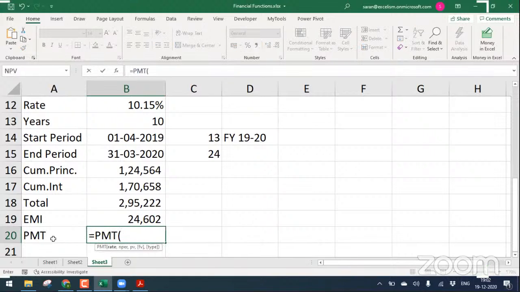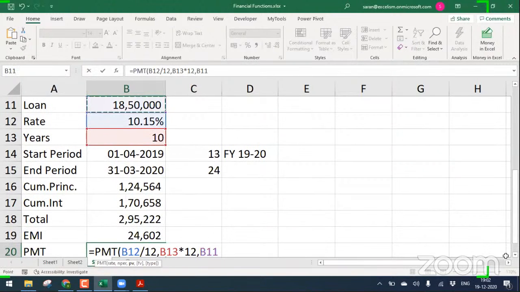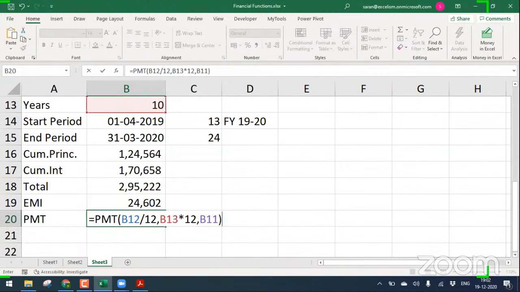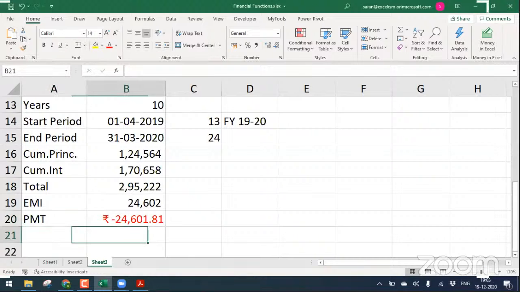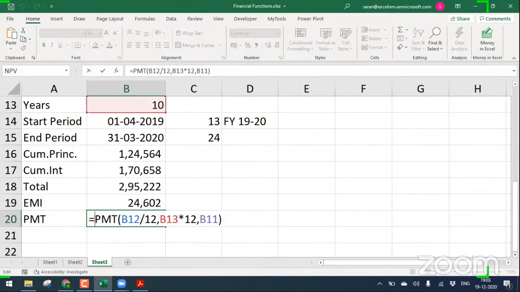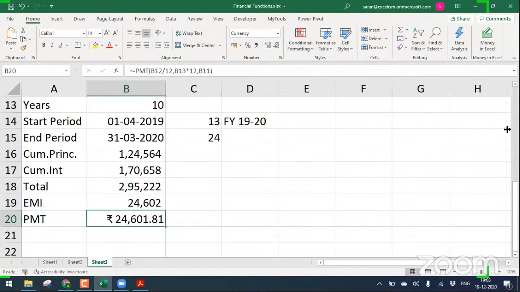So don't worry. PMT rate is nothing but this divided by 12. Number of periods is going to be this into 12. The loan he has taken is 18,50,000. So let me close this. Enter. Absolutely same. I'm just trying to work 365 degrees with respect to the loan related payments. Any angle you can work on. So maybe if you know the EMI, you can calculate this, or else if you know the inputs, probably these two you can calculate.